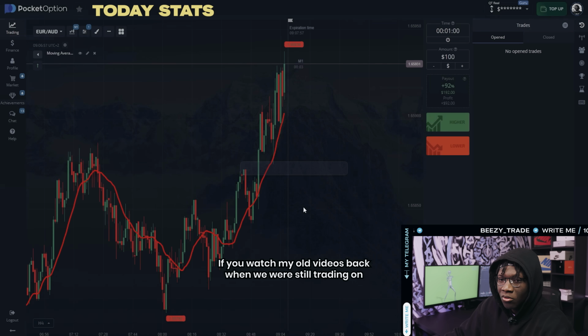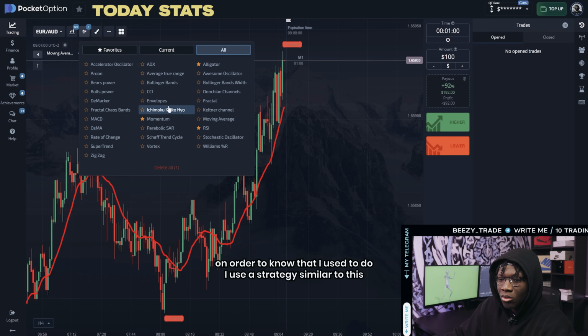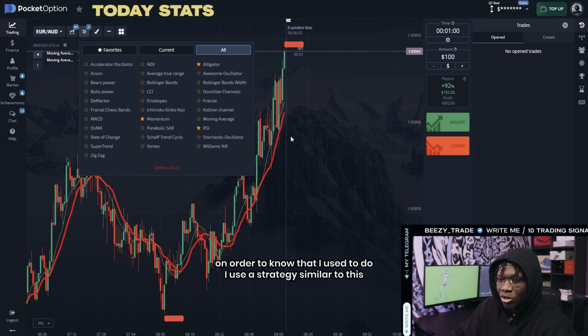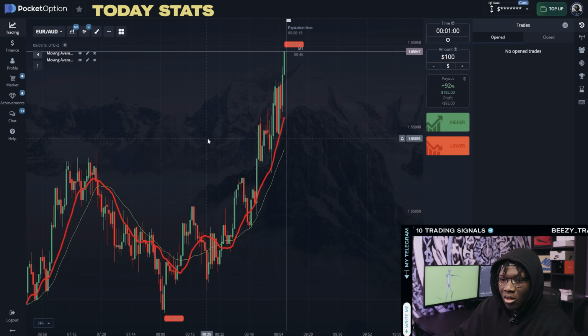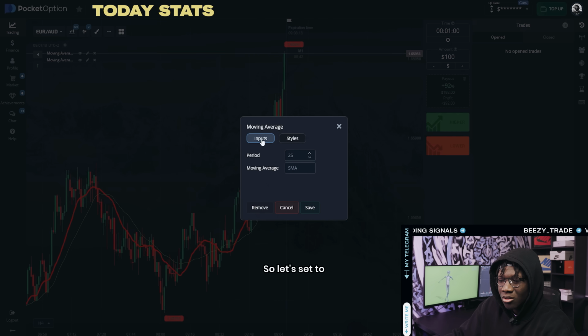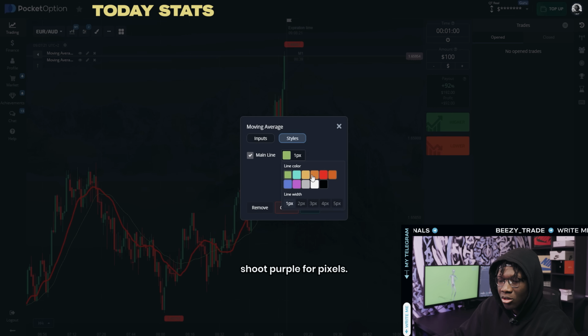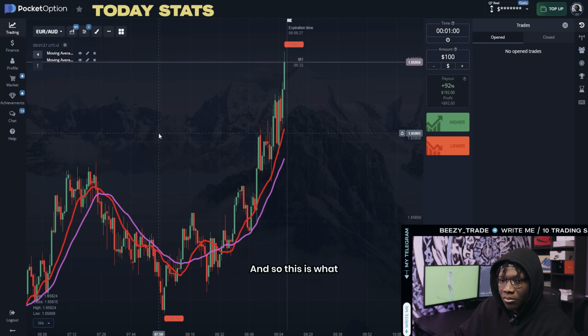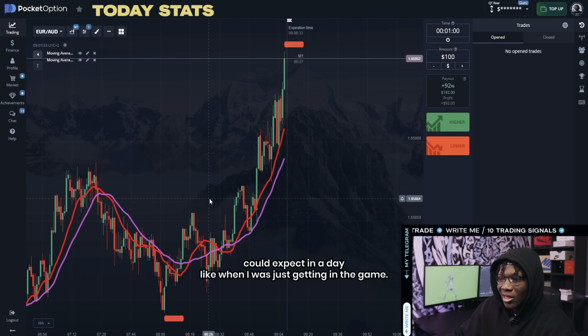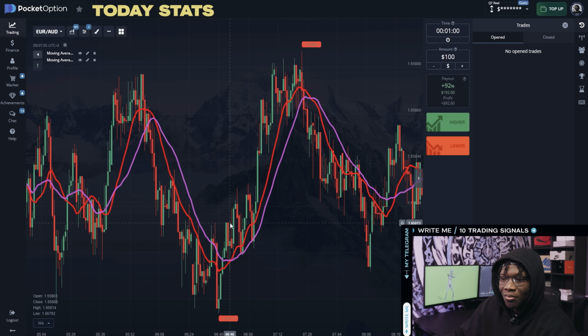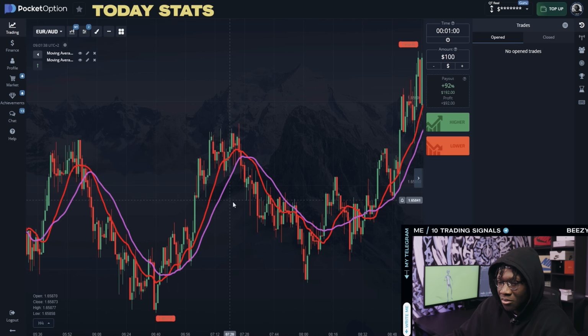If you watch my older videos from back when we were still trading Forex, you would know that I used a strategy similar to this, but with a 20 EMA, I think 25 EMA. Save. Let's change that color to, let's say, purple, 4 pixels. This is the strategy that I used to use on Forex back in the day, when I was just getting in the game. This is your easy moving average crossover.